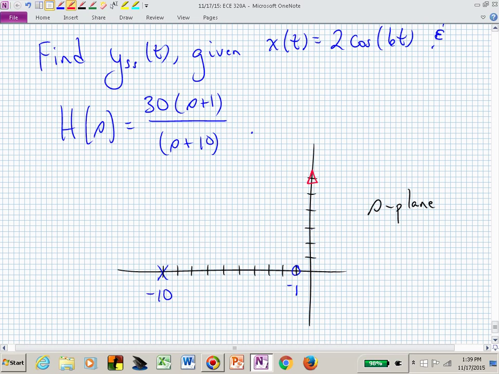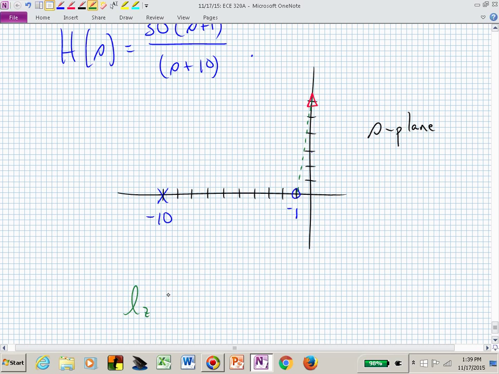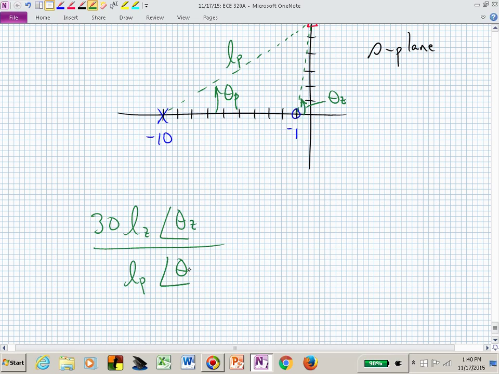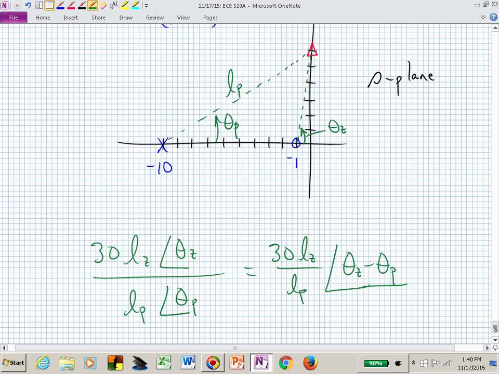Meaning you could compute this distance, and let's say that's L sub Z, and the angle here is theta sub Z. And this is scaled still, you can't drop that 30, and our transfer function is in pole-zero form, which is the form that you need it in to be doing these computations graphically. There's L sub P and there's theta sub P. And this now becomes 30 L sub Z over L sub P at an angle of theta sub Z minus theta sub P. But do you see that you can now actually eyeball that angle?